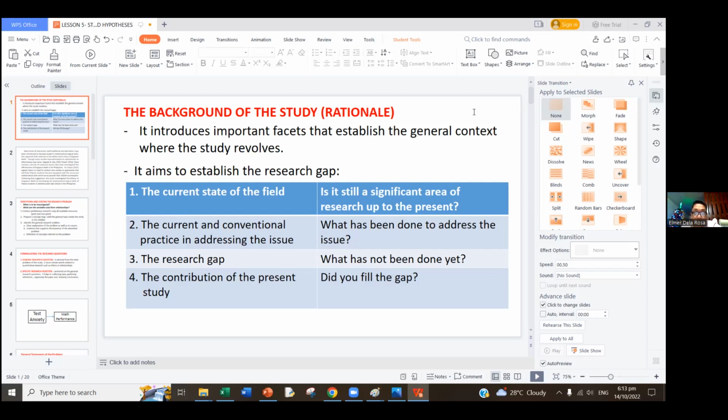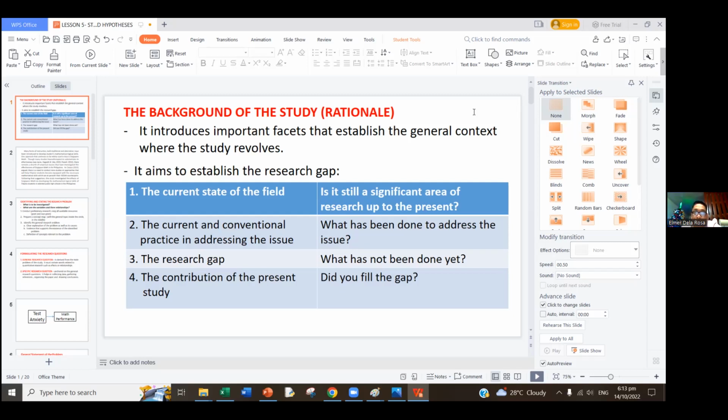So ulitin ko, una, is it significant up to the present? Pangalawa, what studies so far have been conducted to address it? And what is missing? That's the research gap. And of course, it would end with the contribution of your present study. And the question is, did you fill the gap or the research gap that you established in the paper?